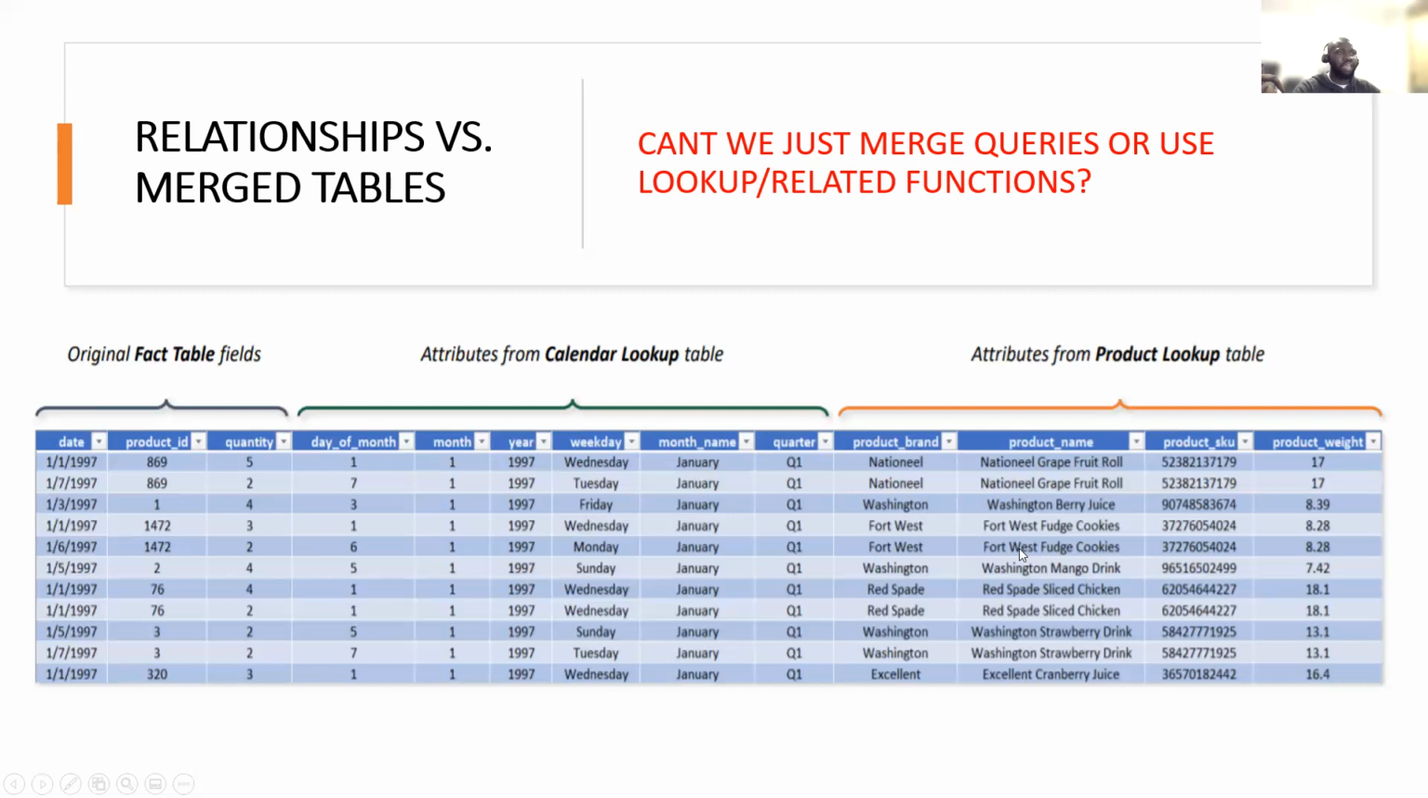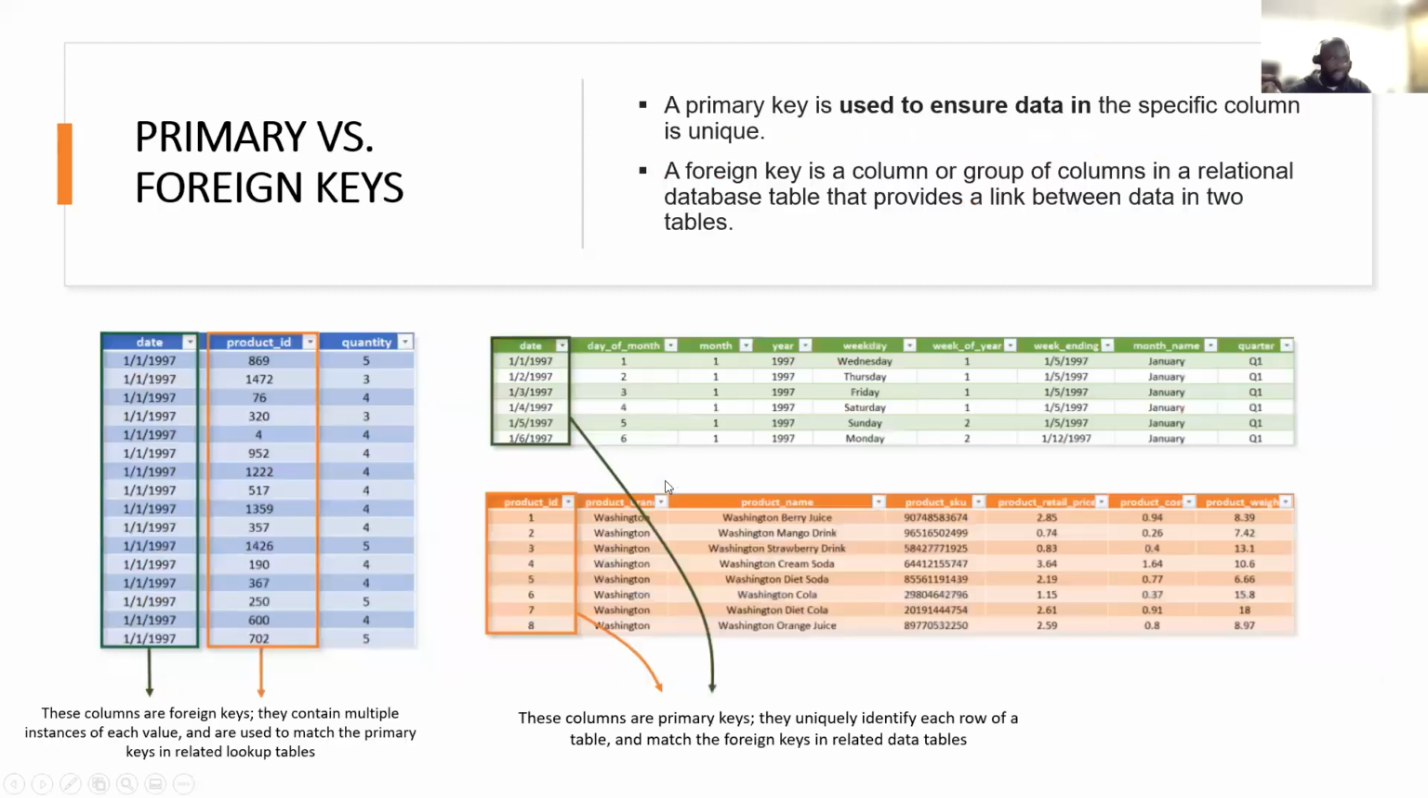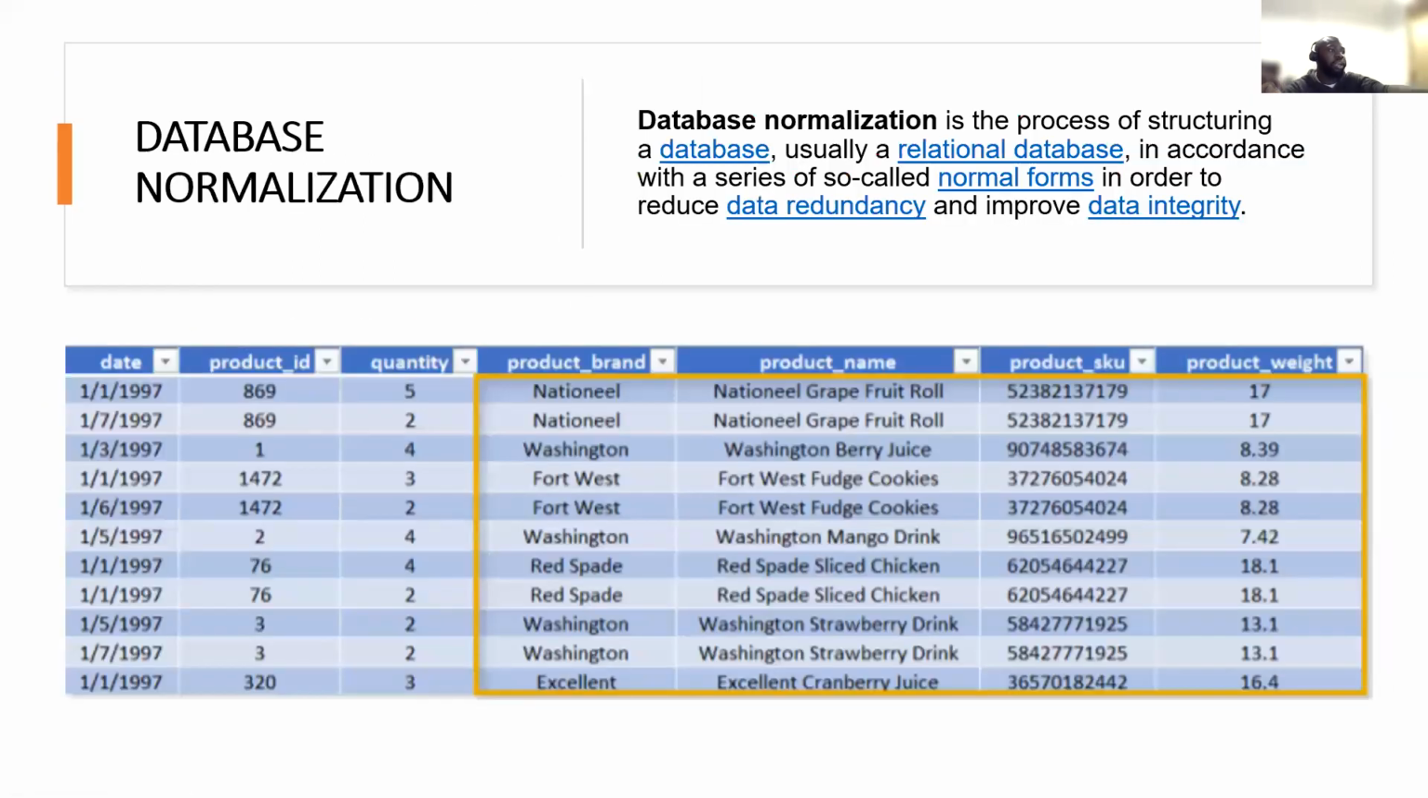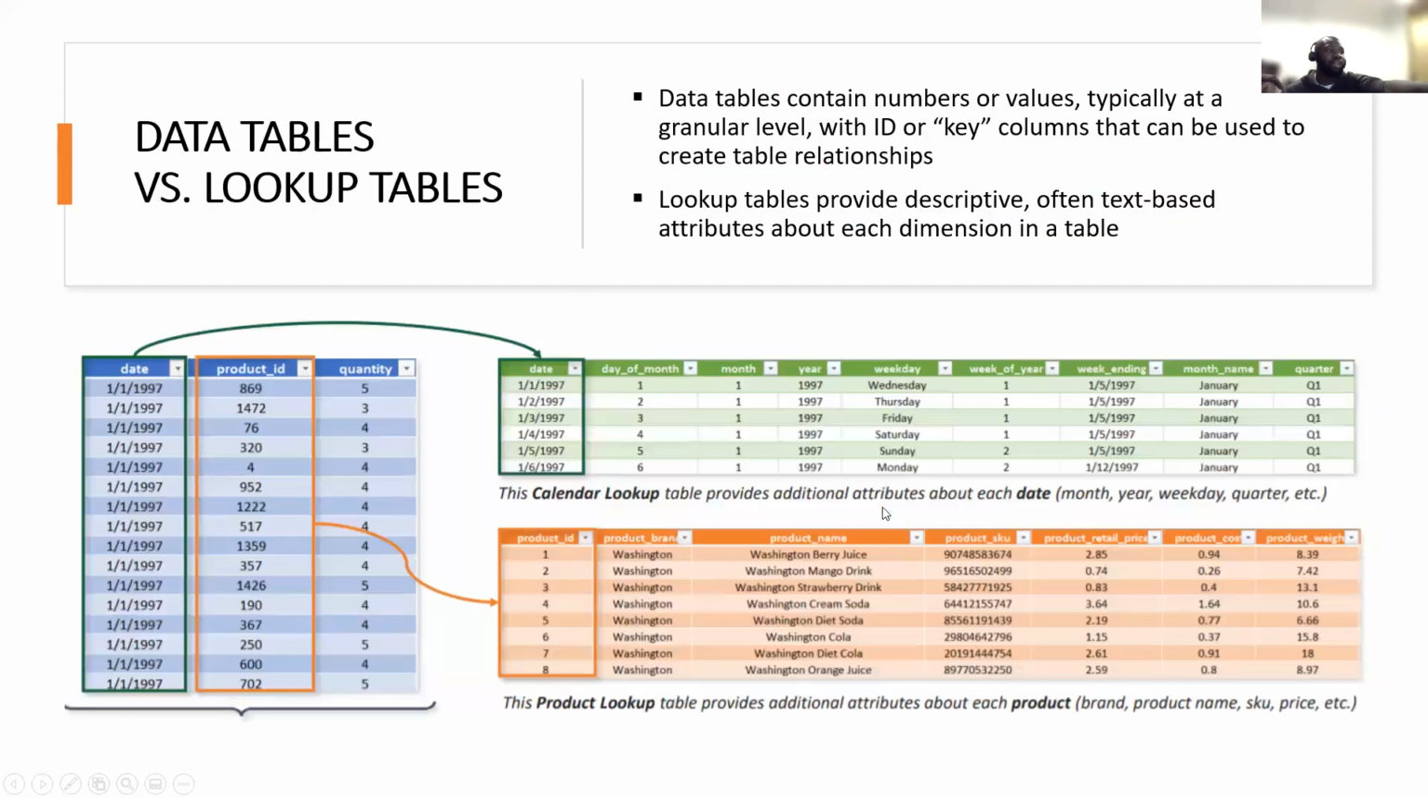So you might be wondering why we need to do data modeling and create relationships. Why can't we just merge, or use lookup or related functions? Well, you can do this. You can merge and all of that, but it's not efficient, because it creates redundant data. If you remember when I talked about redundancy at the earlier part of our presentation, having it a number of times, this again is what you are doing here.